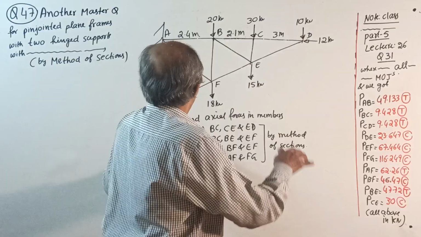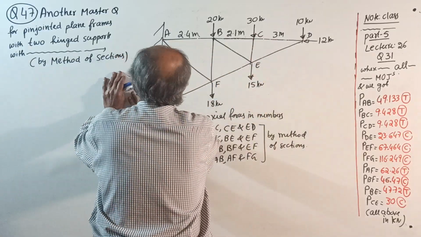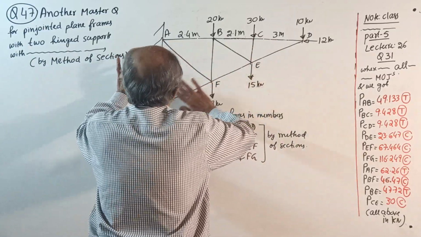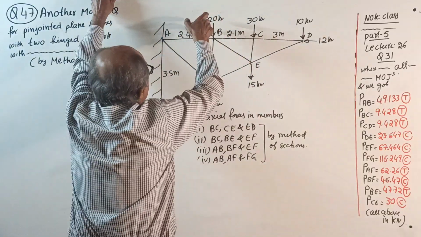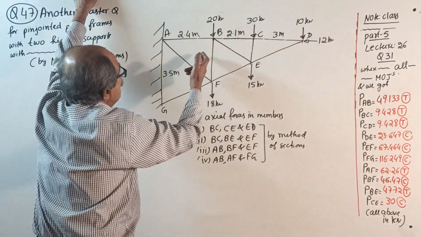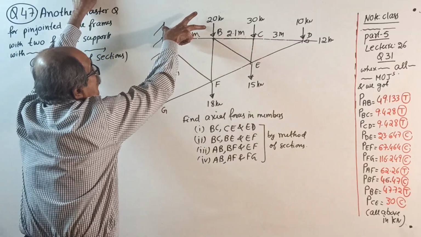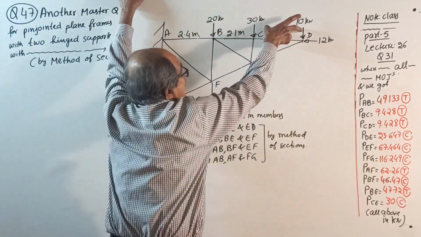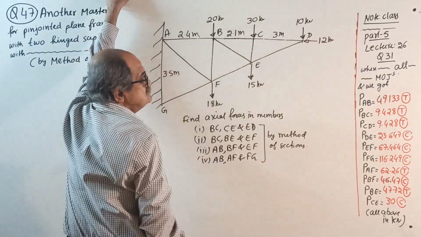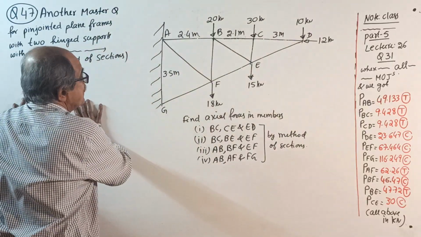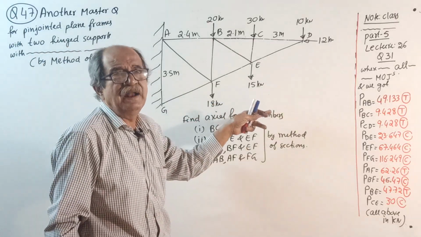Now, I will solve this question here. Wait one minute. This I am removing. When I write the next sketch, I won't write this way. See, 2.4, 2.1, 3, 3.5. Those are the main linear dimensions. Angles I will mark and tell you.